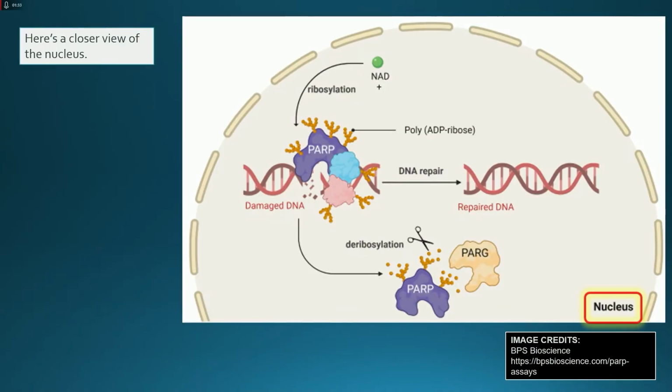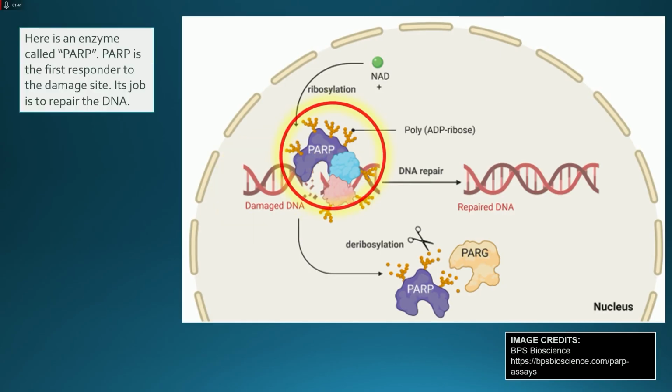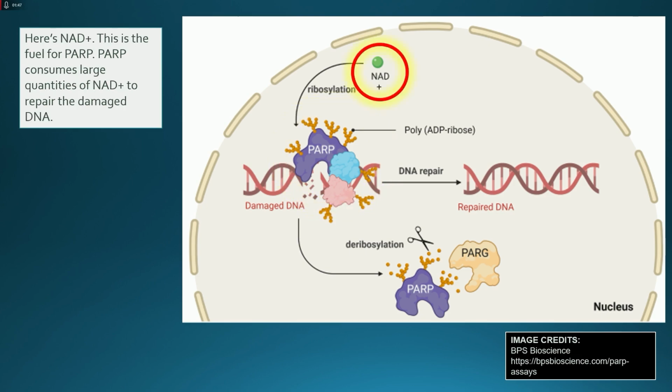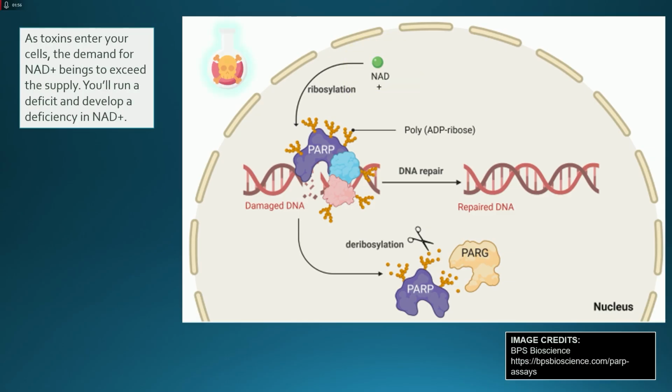Here's a closer view of the nucleus. Here's the damaged DNA. Here's an enzyme called PARP. PARP is the first responder to the damaged site. Its job is to repair the DNA. Here's NAD+. This is the fuel for PARP. PARP consumes large quantities of NAD+ to repair the damaged DNA. As toxins enter your cells, the demand for NAD+ begins to exceed the supply. You'll run a deficit and develop a deficiency in NAD+.